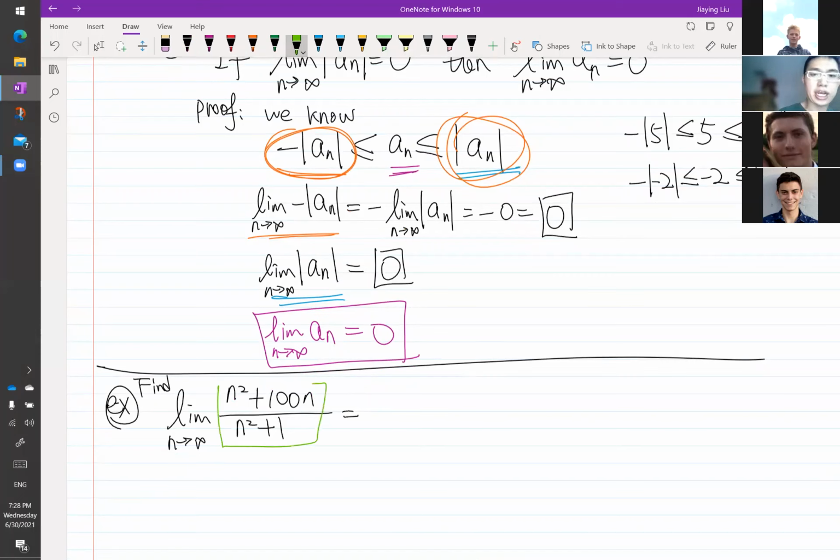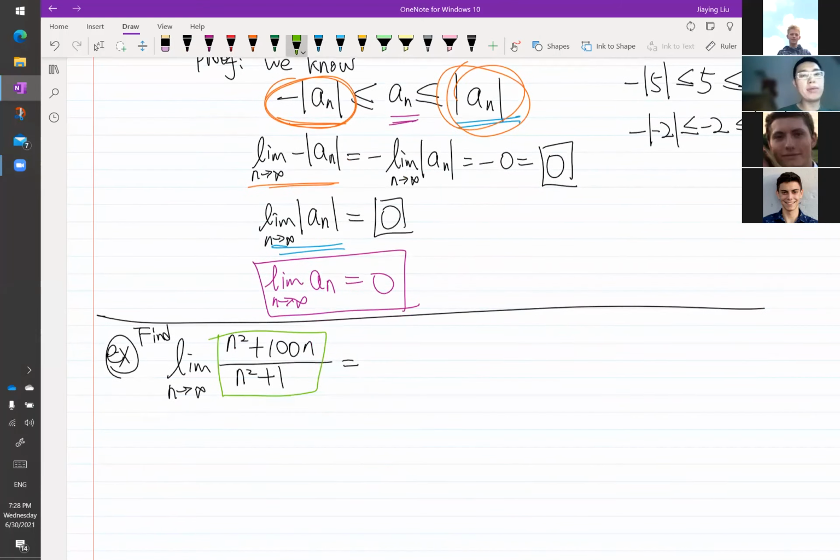This is like an a_n, right? That formula gives you elements in the sequence. So if you expand it, you take 1 and put it in there, you get 1 squared plus 100 times 1 divided by 1 squared plus 1. That's the first element. Then you take 2 in there, that gives you the second element in the sequence. You put 3 in there, you get another element in the sequence. So what are those values approaching? Right, that's a question.